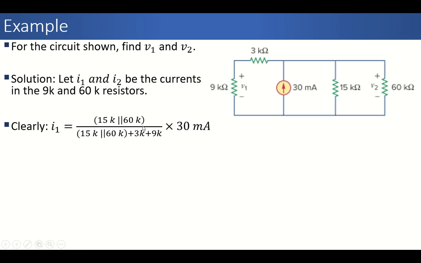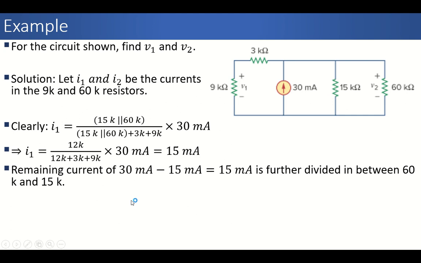We can again simplify using a calculator. So I1 will be equal to the parallel combination of these two, which is 12K, divided by 12K plus 3K plus 9K, multiplied by 30 milliampere. So in this case I1, the current flowing in this branch, is 15 milliamperes. Now we can find V1 using Ohm's law.